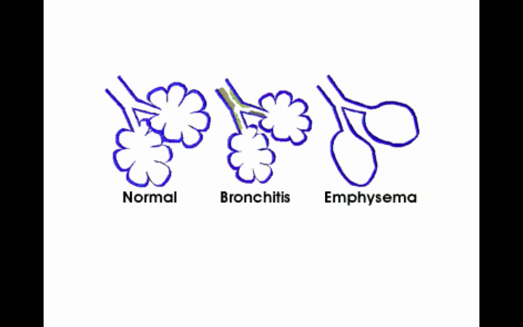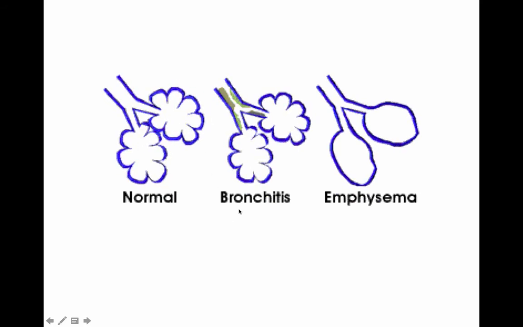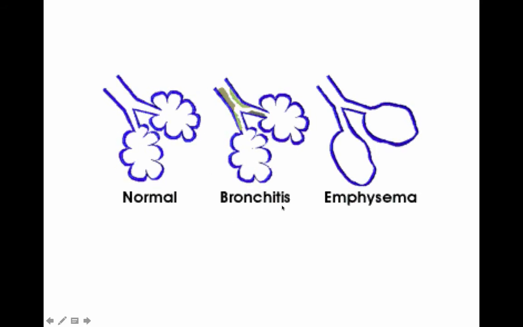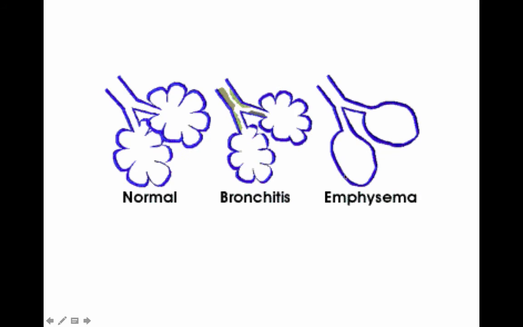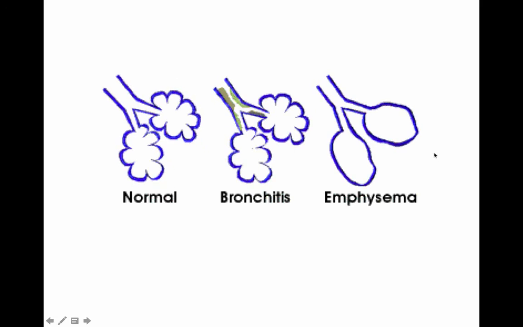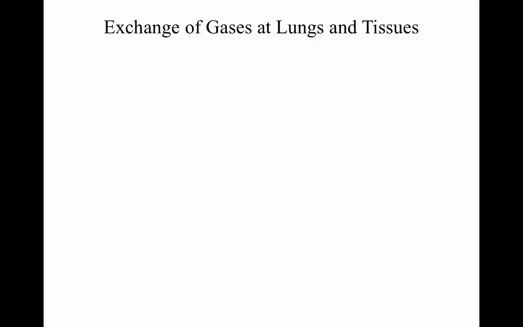Here we can see normal alveolar sacs expanding and contracting, bronchitis, a swelling or congestion of the bronchioles, and emphysema, where the alveoli have broken down and we've lost surface area that doesn't allow us to have as efficient gas exchange. Exchange of gases at lungs and tissues.